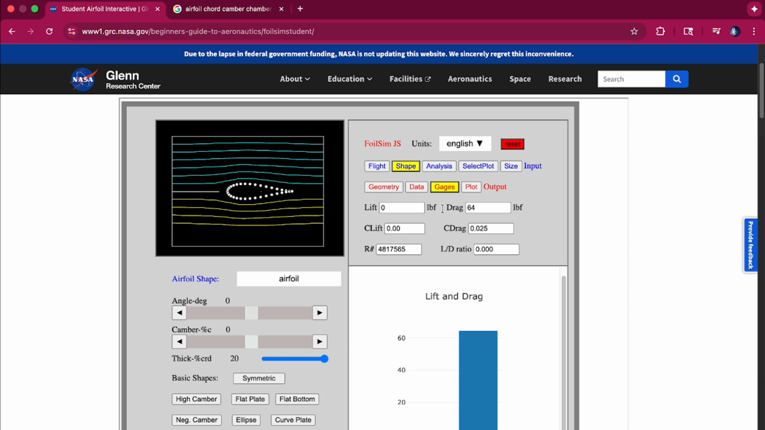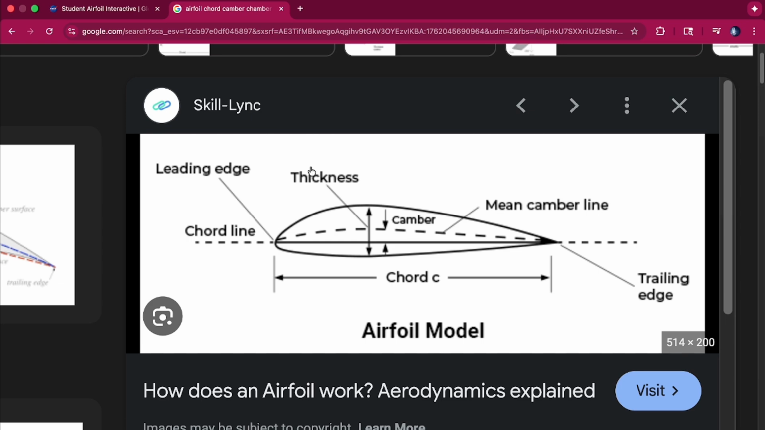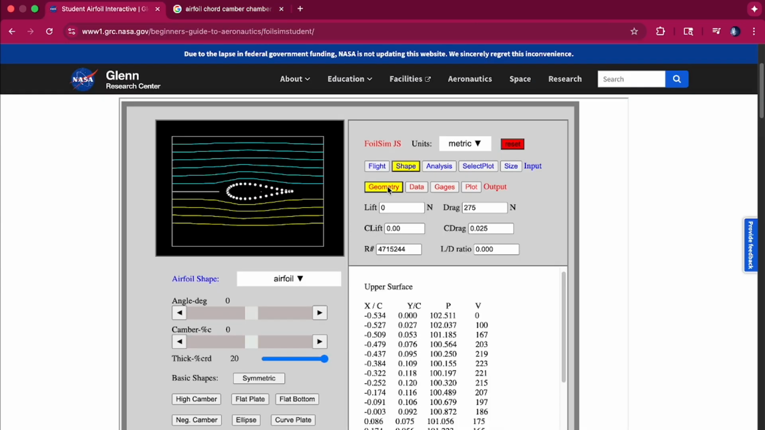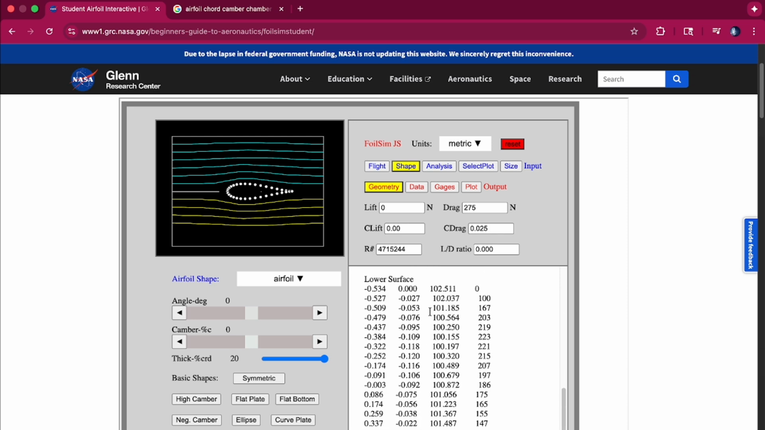We have lift and drag, we have coefficient of lift and coefficient of drag, because the lift equation has these coefficients to make sure things work smoothly. So yeah, the units we're going to use are metric, so this is newtons, because a lot of these are measured in newtons. L and D ratio is probably with the length of the chord and all that kind of stuff, so that's kind of cool to see as well. And yeah, geometry, you can see how the upper and lower surface interact.